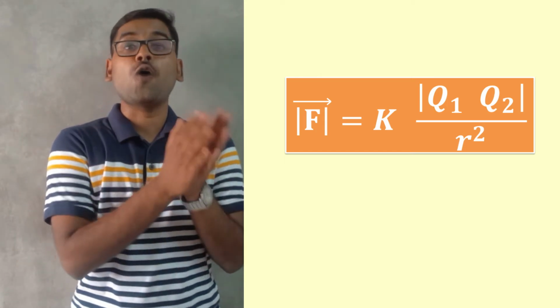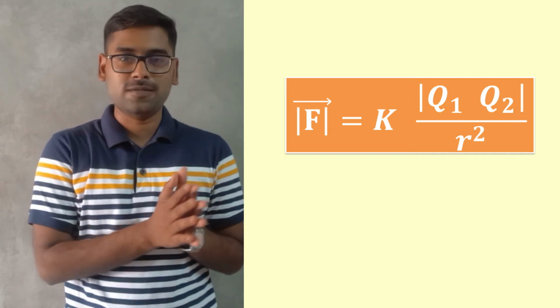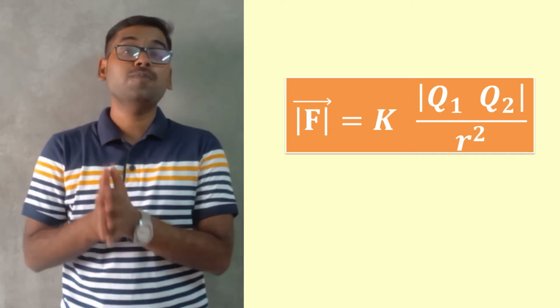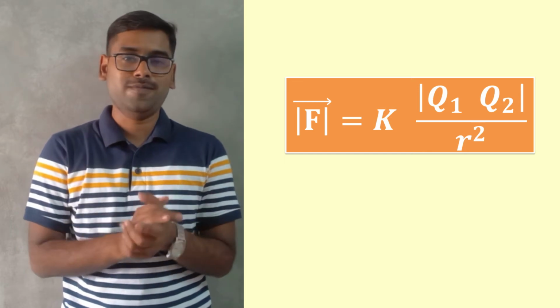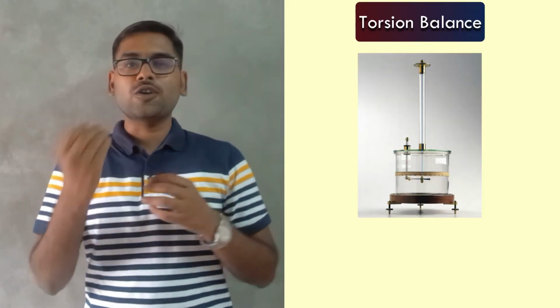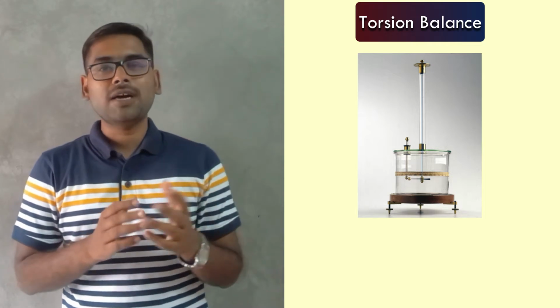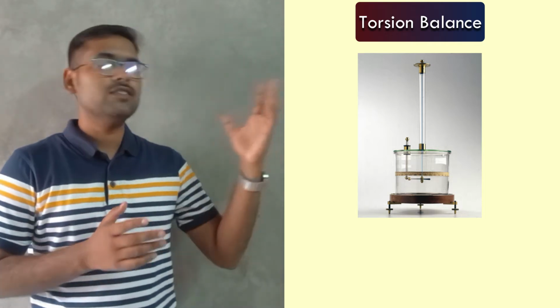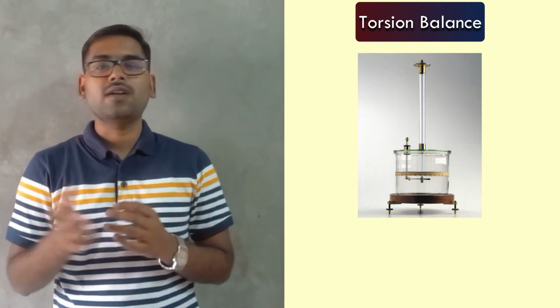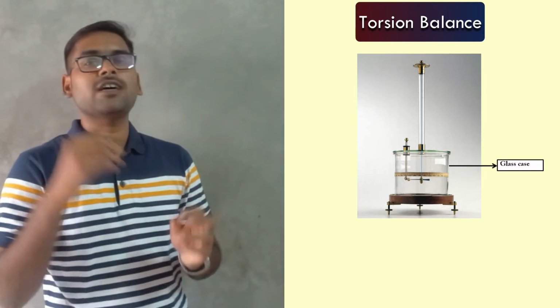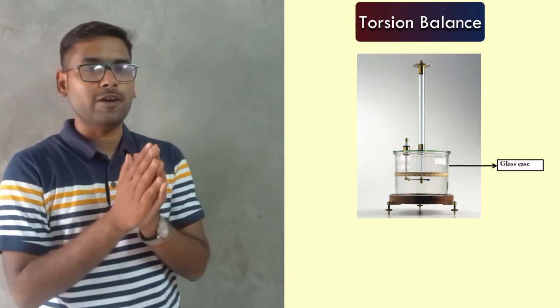Now the question is, how did Coulomb arrive at this relation? To understand that, we need to look at the experimental setup and the procedure used by Coulomb. Guys, Coulomb used the torsion balance to measure the force between 2 point charges. The torsion balance is a sensitive device and as you can see from your screen, it is made up of several parts. The torsion balance has a cylindrical glass case which isolates the experiment from the outer environment.